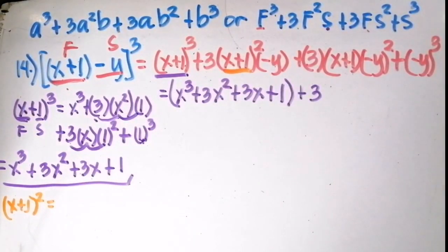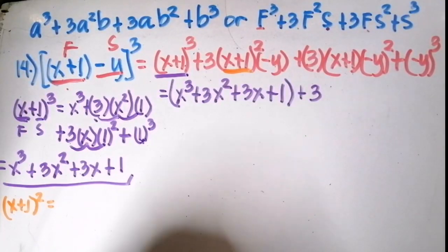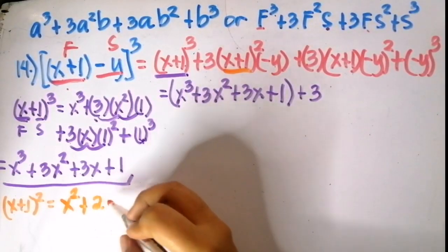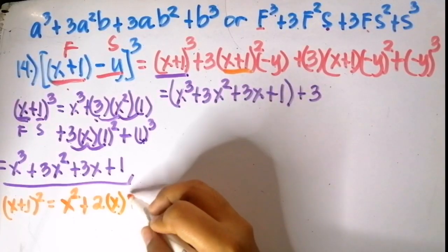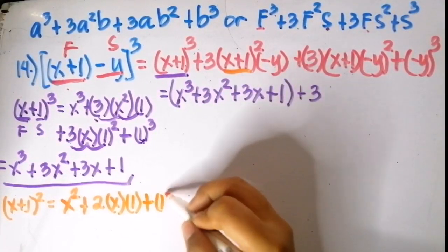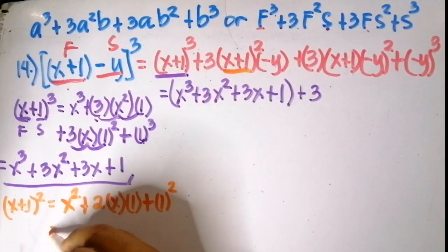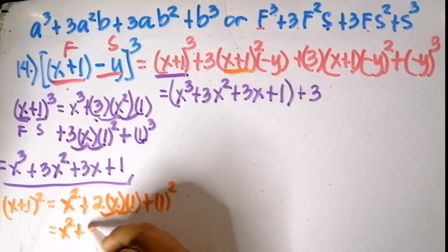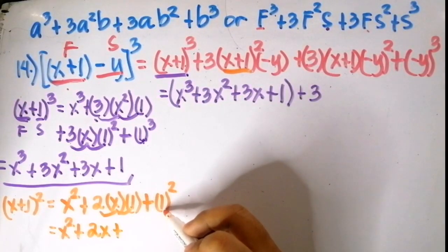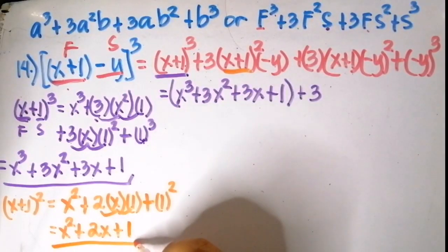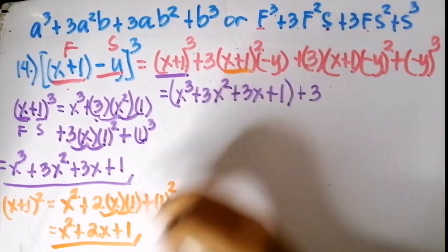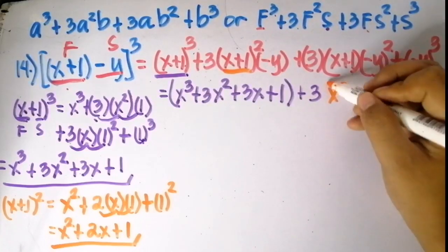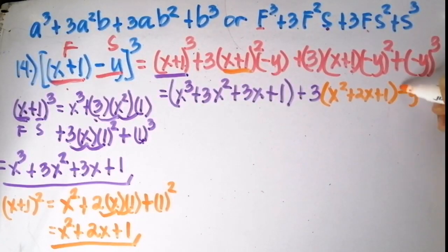Okay? So, diba tinuro ko na nung nakaraang video yung pattern ng square of a binomial. And that is square the first term plus 2 times first term times second term plus square of second term. Simplify, that is x squared plus 2 times x equals 2x times 1, 2x pa rin. Plus 1 squared is equal to 1. Okay, so ito yung value ng x plus 1 squared. Ngayon, ilalagay natin dito. X squared plus 2x plus 1 times negative y.